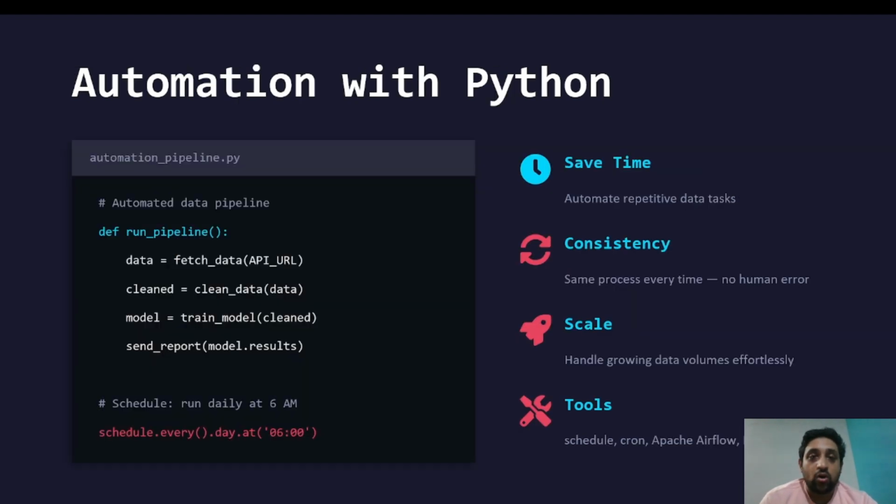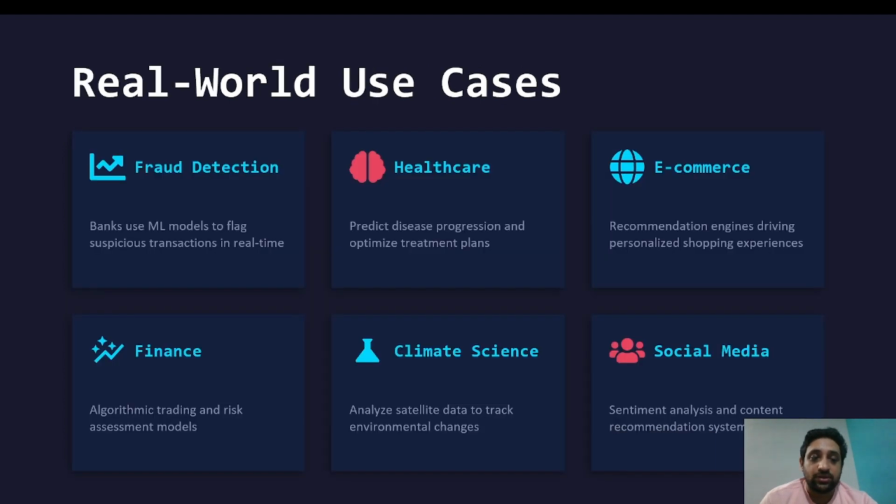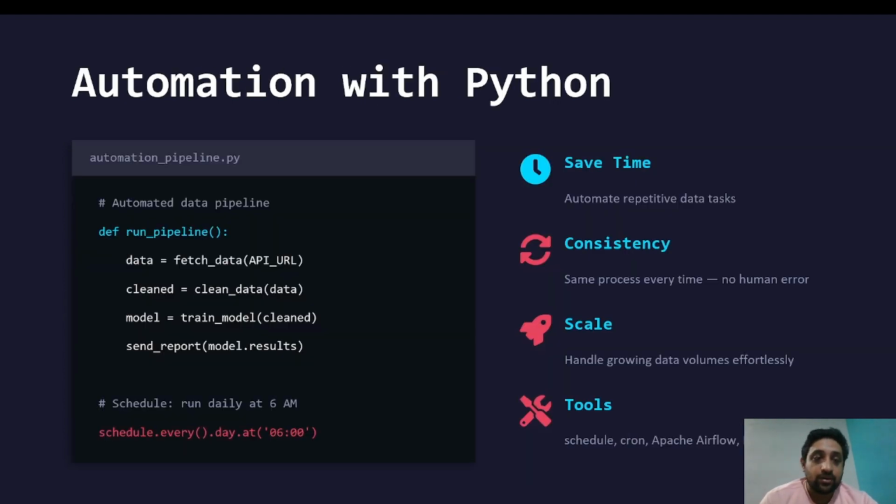Now, automation with Python. Automation allows us to save time and make processes more efficient in data science. Instead of manually performing tasks repeatedly, we can create automated pipelines that fetch data, clean it, train models, and generate reports. These pipelines can be scheduled to run at specific times using tools like Schedule, Cron, Apache Airflow, or Prefect.